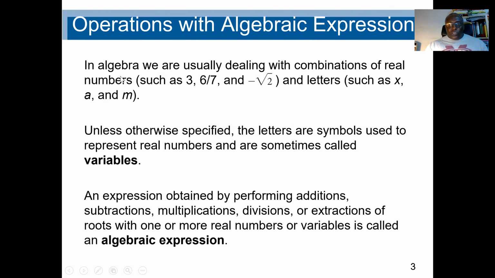So we know that in algebra, we usually use a combination of real numbers such as 3, 5, 6 by 7, or negative square root of 2, and also letters such as x, a, m. It can be any letters. Normally we call the real numbers constant values, and we call the letters variables.